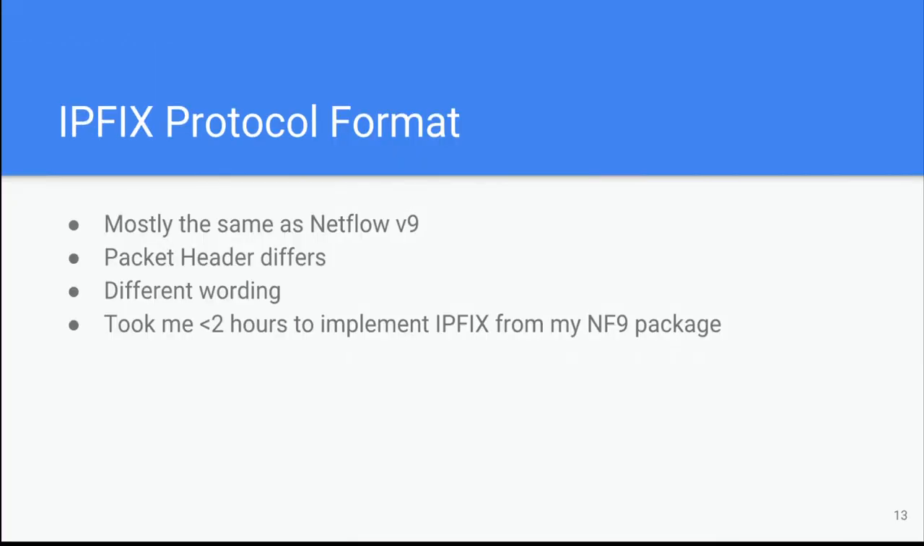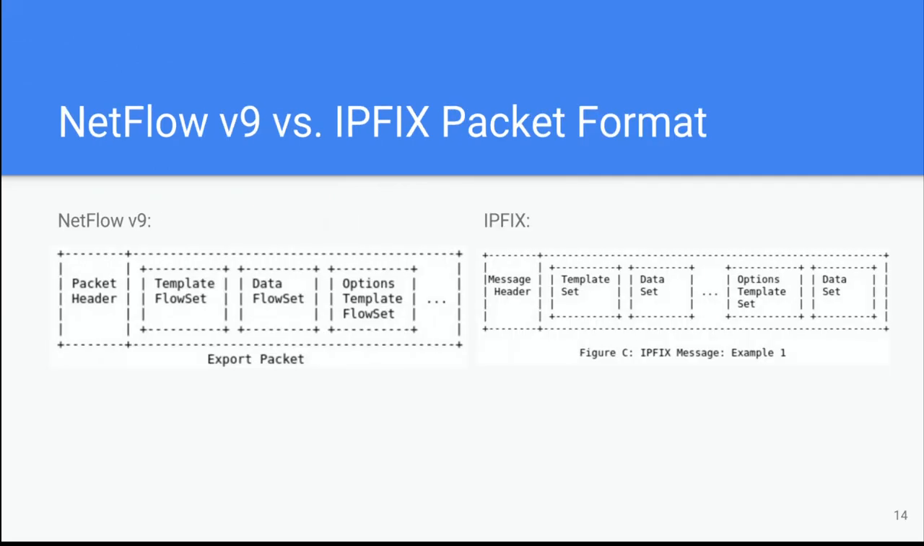So there's also IPFix, as I said. It's mostly the same as Netflow version 9. The packet headers differ slightly. What differs mostly is the wording. And getting from my Netflow version 9 packet decoder to an IPFix packet decoder took me less than 2 hours. I copied it, renamed some variables to adjust to the RFC, removed one header field, compiled it, started it, and it just worked. It was so simple.